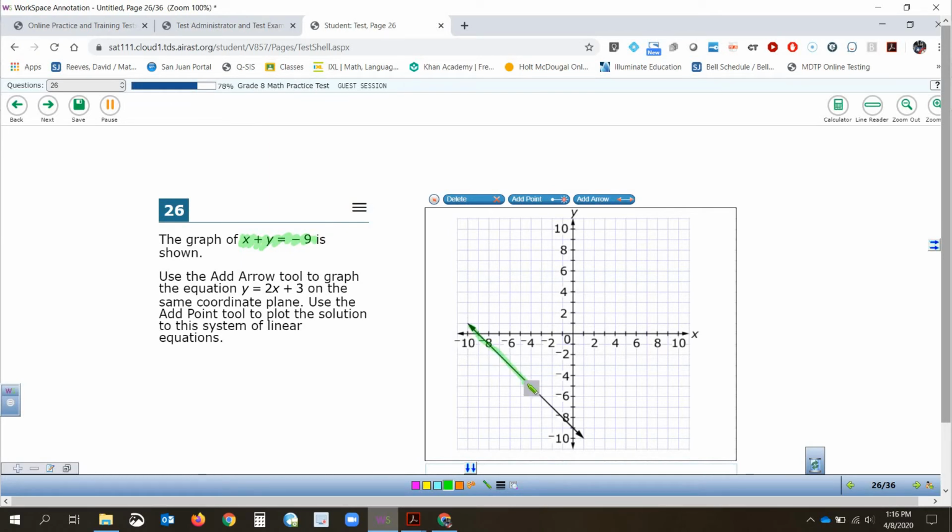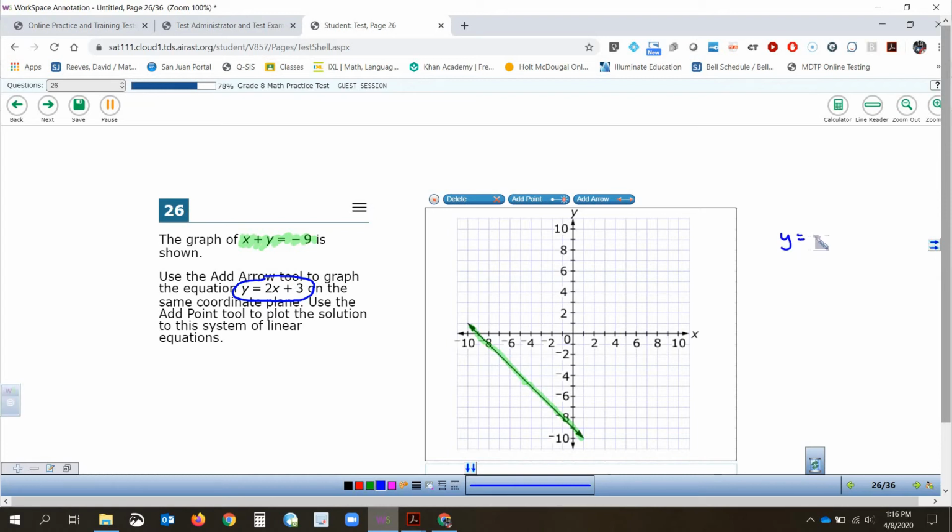That right there, that line shows all of the solutions to that equation. All right, so we don't have to worry about that. They did that for us. Now they're asking us to take a look at this equation. Y equals 2x plus 3.